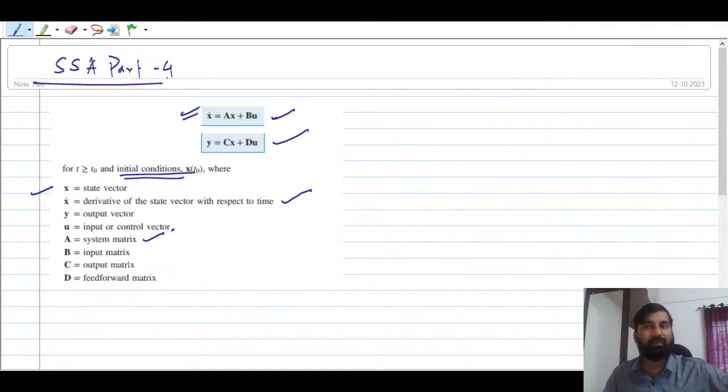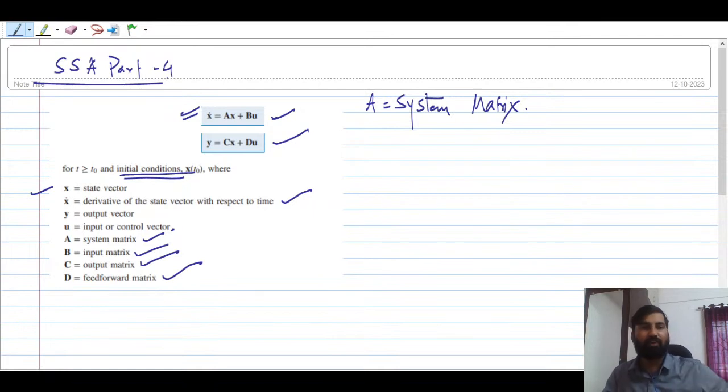A is a system matrix. Please remember, A is nothing but a system matrix. And B is the input matrix, C is the output matrix, and D is the feedforward matrix. So this was the idea.